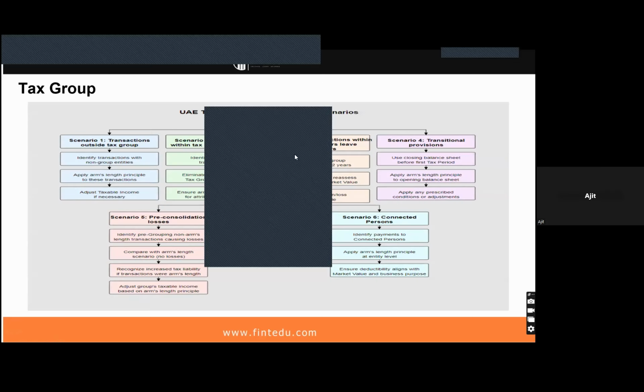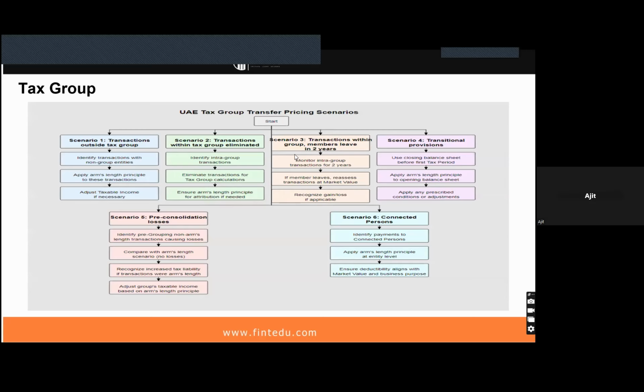Quickly, I'll discuss the tax group. I get a lot of queries when it comes to the tax group, whether tax group transactions are to be recorded or not. One thing is very clear: if a member of the tax group is entering into a transaction with another member of the tax group, no transfer pricing is applicable, because all the transactions are eliminated.